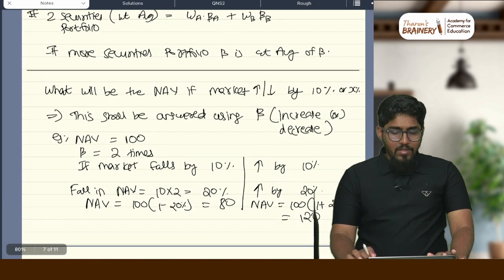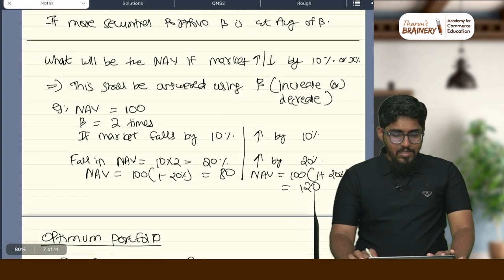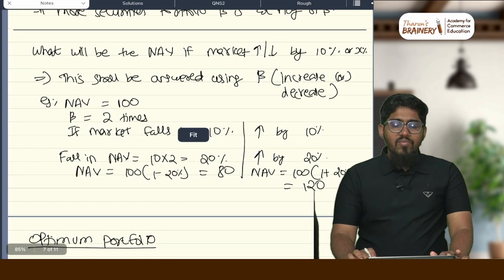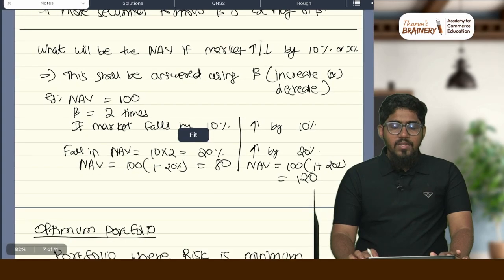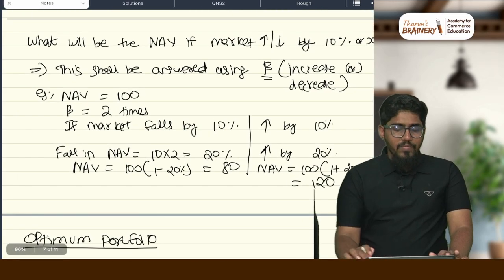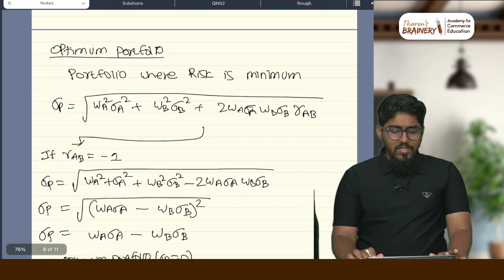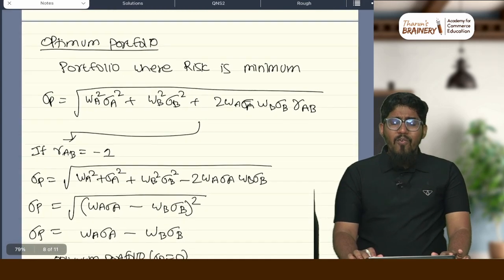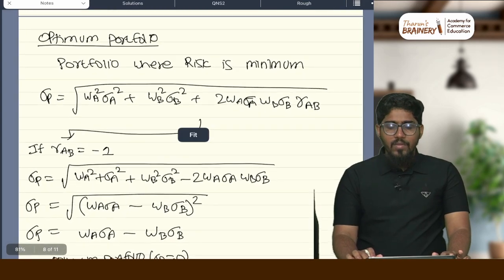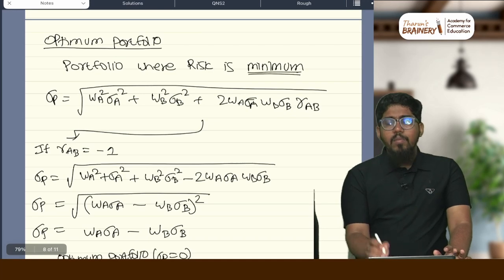See, this is something that we have already learned. What will be the NAV if market is increasing or decreasing by 10%? This shall be answered using beta. Now, it is also called the optimum portfolio. Sir, what is the optimum portfolio? The portfolio where the risk is minimum.